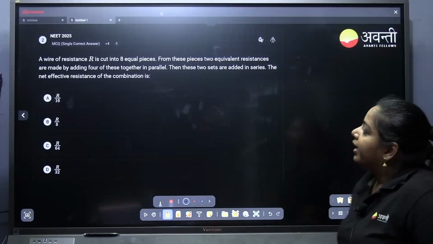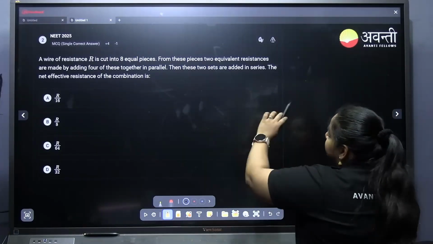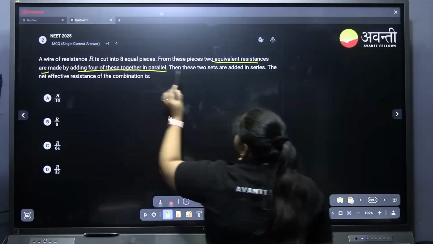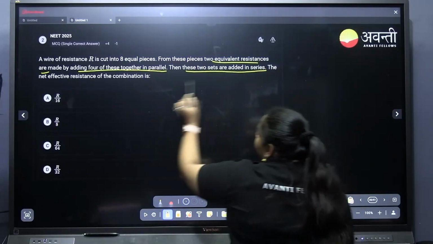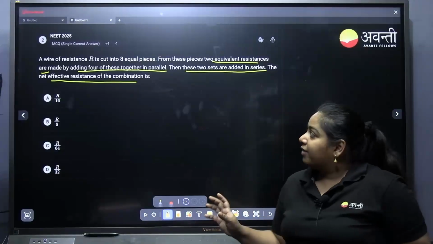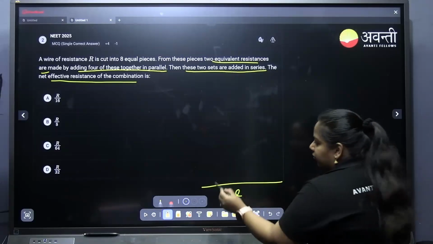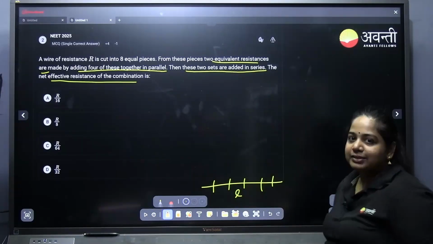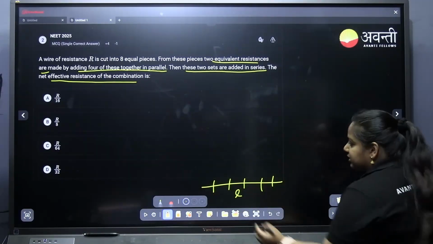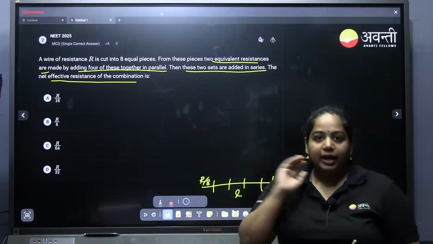Next one. A wire of resistance R is cut into 8 equal pieces. From these pieces, 2 equivalent resistances are made by adding 4 together in parallel, and these two sets are added in series. We have to find the net effective resistance. First we take a resistance R, having, let's say, length L. If we cut it into 8 equal pieces, what will be the resistance of each piece? Each piece will have resistance R by 8, because we are cutting into 8 equal pieces.